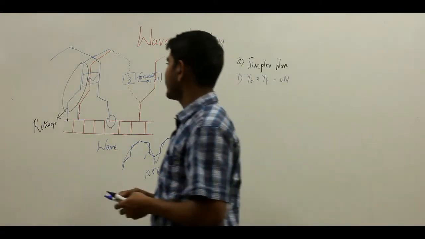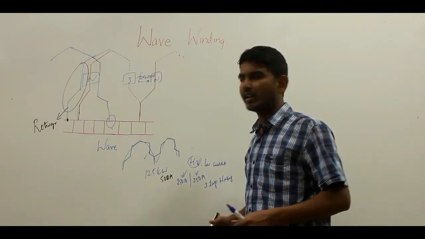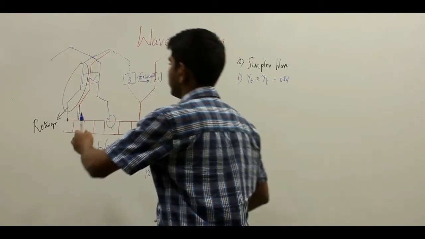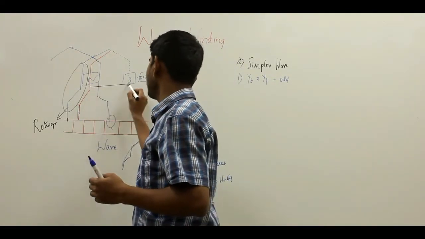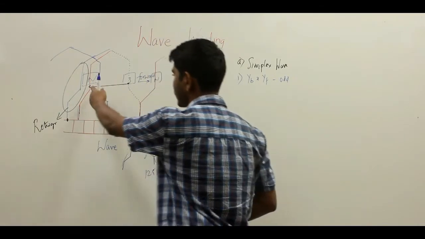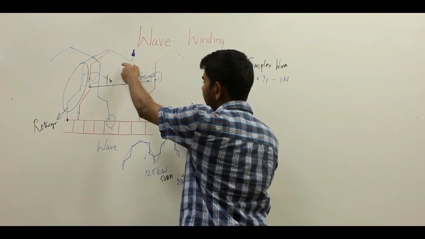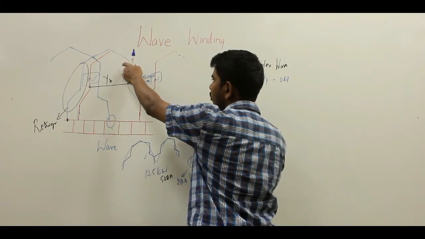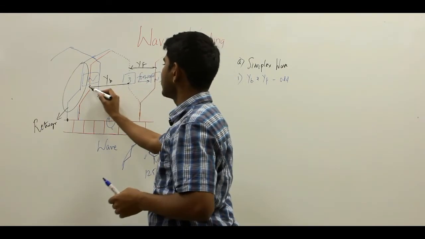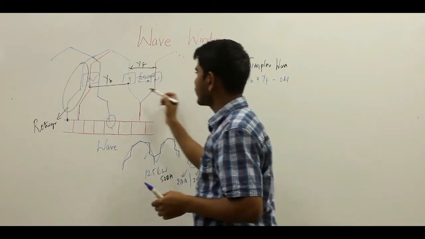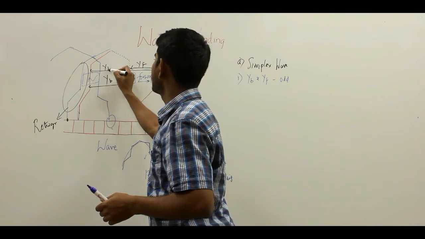I have already discussed the back pitch and the front pitch clearly in lap winding, but here I will say, your back pitch is nothing but the coil span, which is the distance in terms of armature conductors between the start side and the finish side. This is your YB. The distance between the finish side of one coil to the start side of another coil is your YF, and the start side of one coil to the start side of another coil is your YR, the Y resultant.